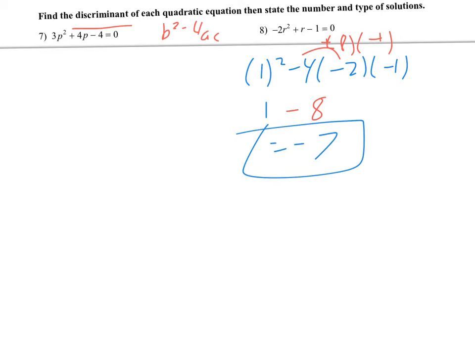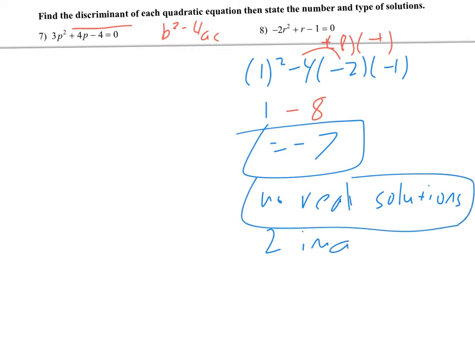And then what that means is that this actually has no real solutions. Anytime this comes out negative, we have no real solutions. It's a negative inside of a radical, which is kind of not allowed. Now, the answer on the answer key actually says 2 imaginary solutions. And that kind of means the same thing, because if we don't have any real solutions, then they are imaginary.